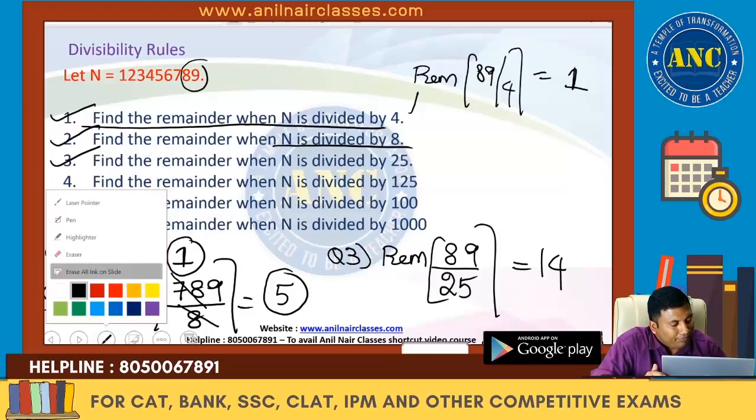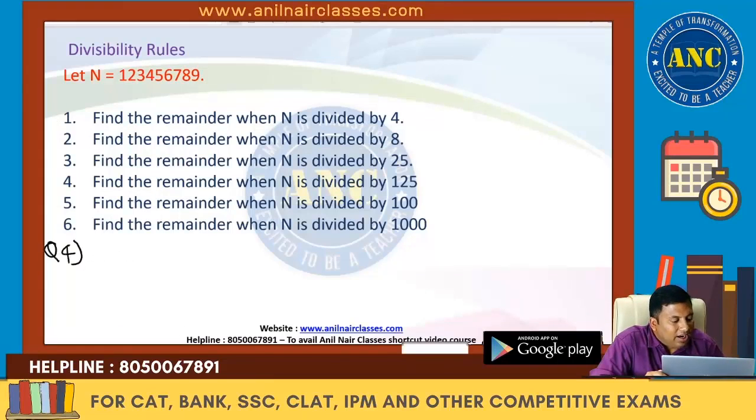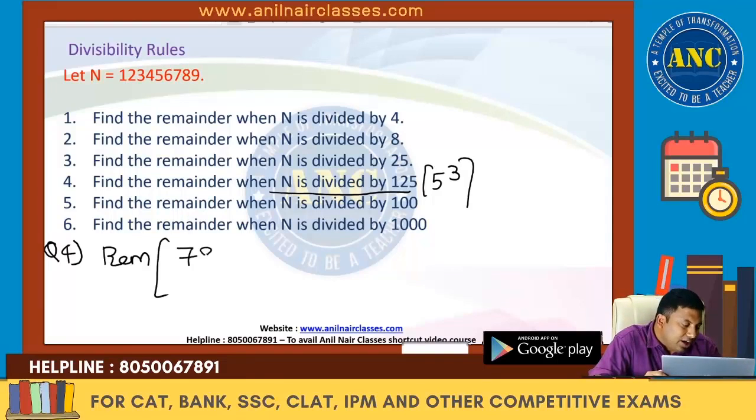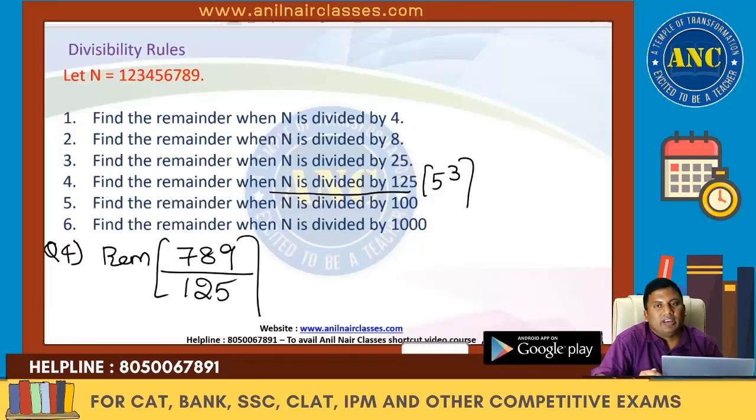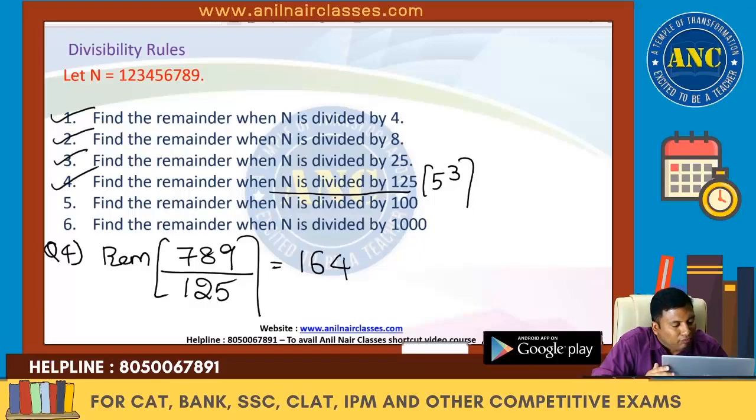Question 4. Find the remainder when a number is divided by 125. 125 is 5 power 3. That means the last 3 digits should be divisible by 125. The last 3 digits are 789. 789 divided by 125: 125 5s are 625. From 789, if I subtract 625, which is nothing but 164, right? 625 plus 164 is 789. Only the last 3 digits we did it. 1, 2, 3, 4. It is clear.